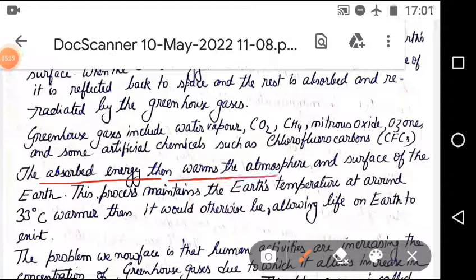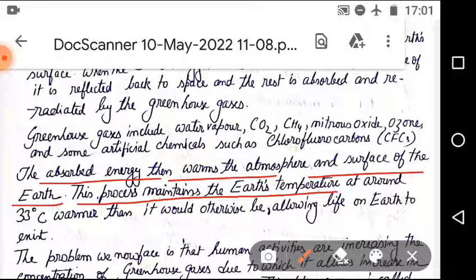Now the energy which is absorbed by the gases in the atmosphere, and by the land surface, that is the lithosphere, warms the atmosphere and the surface of the earth. This process maintains the Earth's temperature at around 30 degrees Celsius warmer than it would otherwise be, allowing life on the Earth to exist. So due to the presence of these gases, life is supported on the Earth's surface.